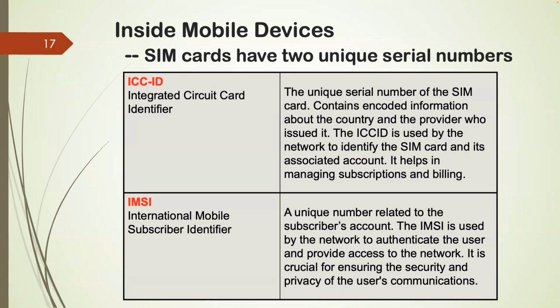The other ID, the IMSI ID, is a unique ID that is used to identify an individual. So these are two different IDs. The ICC ID is for the SIM card, and each SIM card has a unique ICC ID. The IMSI ID is used to authenticate the user. The IMSI ID is a 15-digit number consisting of three parts. The first part is your mobile country code. The second part is your mobile network code. And the third part is your mobile subscriber identification number.